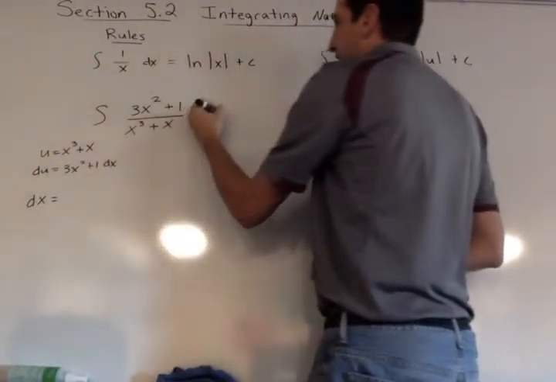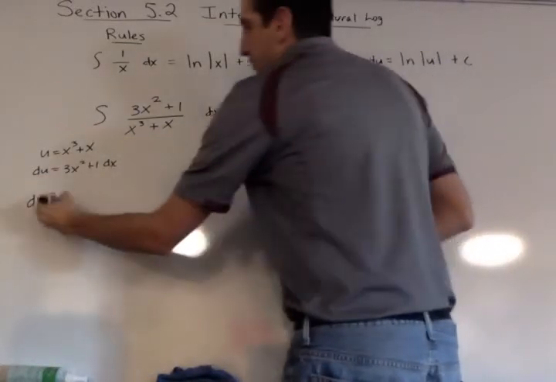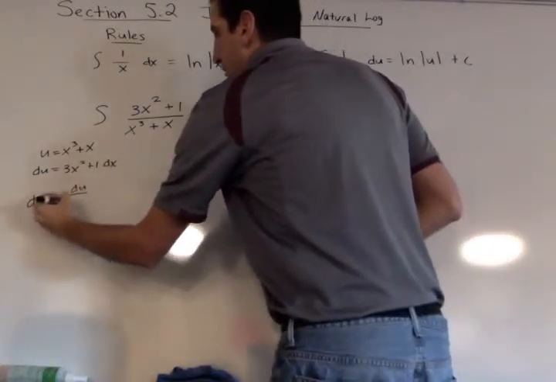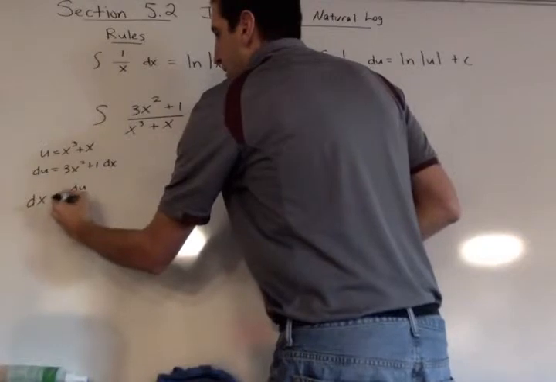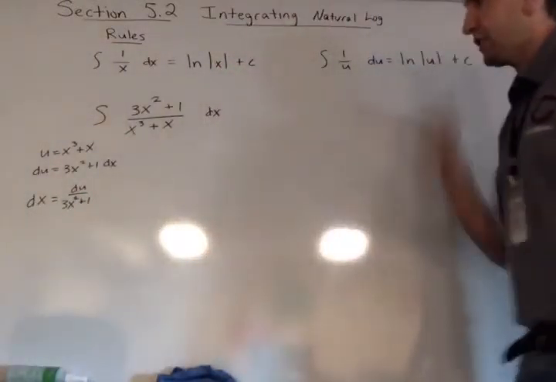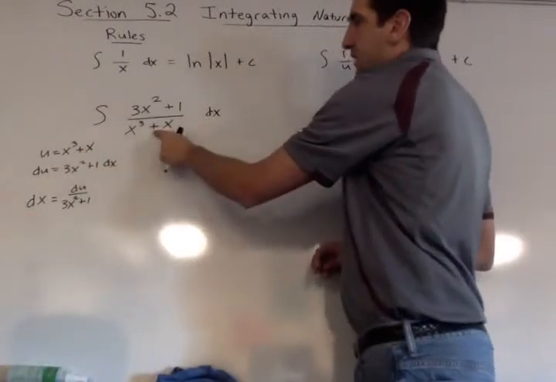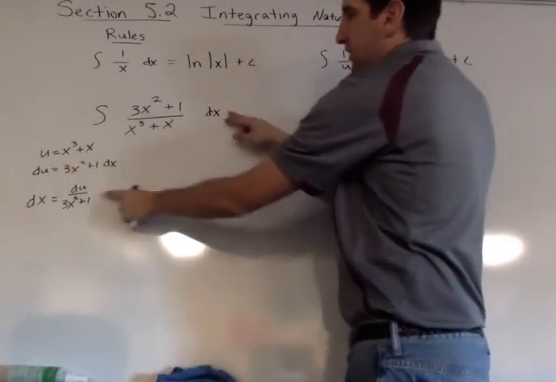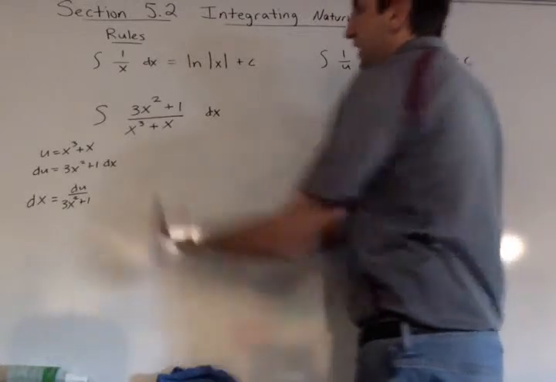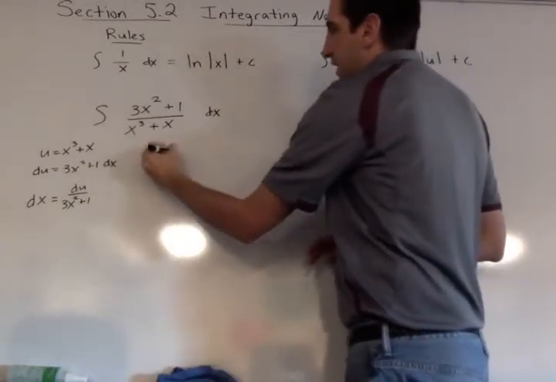Oops, forgot to put my dx here. Solve that for dx, and we have du over 3x squared plus 1. Let's do our substitution. We'll put u in for x cubed plus x, and we'll put du over 3x squared plus 1 in for dx. So I'm going to move that integral off to the side here a little bit.